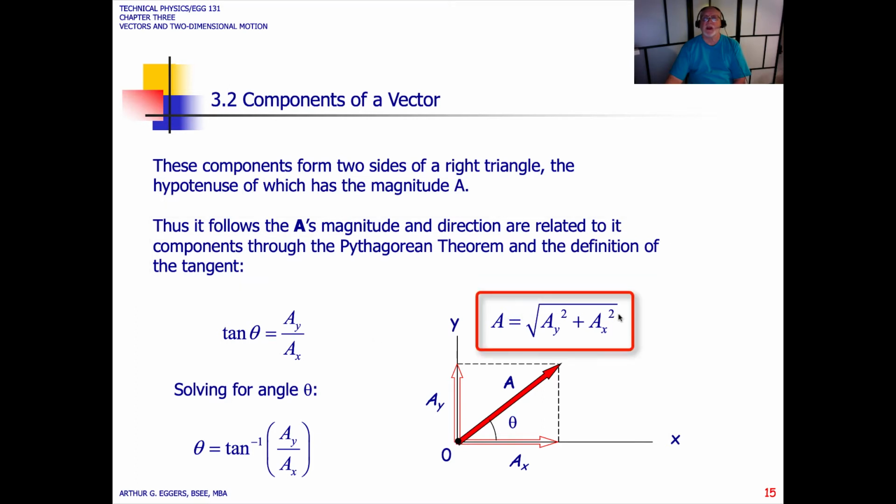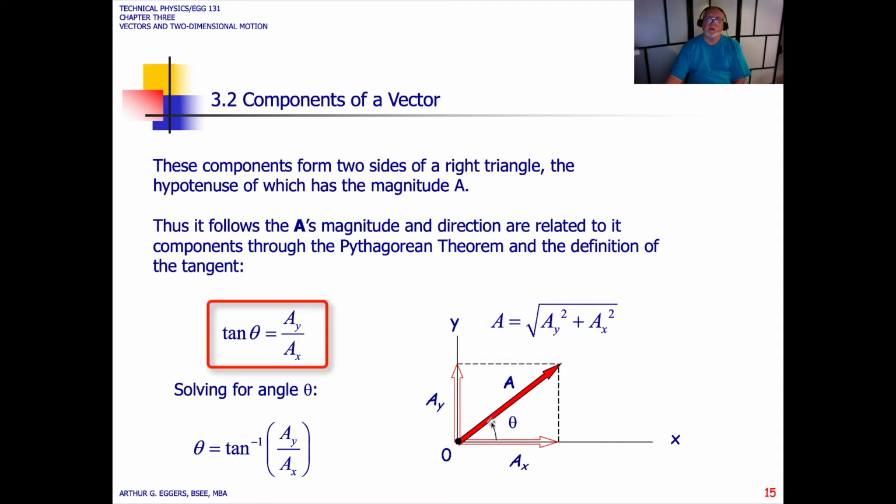First, let's look at the Pythagorean Theorem. The hypotenuse is equal to the square root of a sub y squared plus a sub x squared. So when we take the length of a sub y and square it, take the length of a sub x and square it, add the two together and take the square root, what we end up with is the magnitude of A, the length of this vector from 0 out to this point in space.